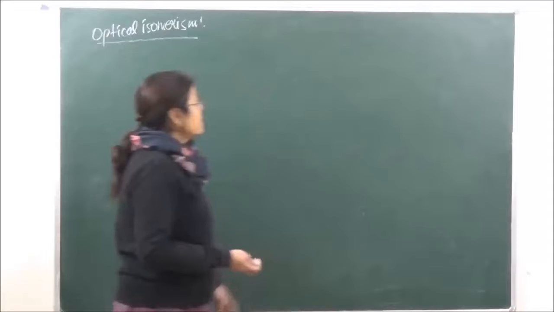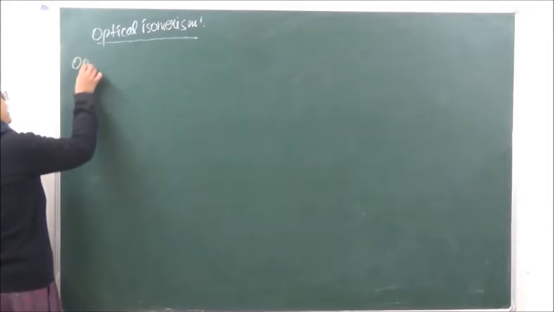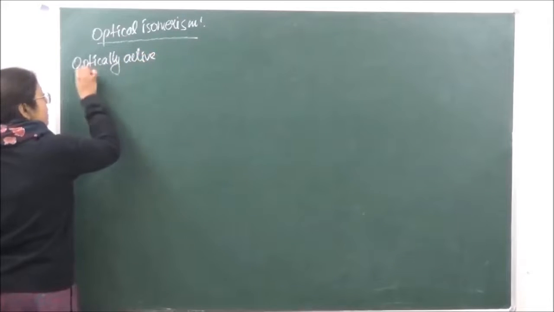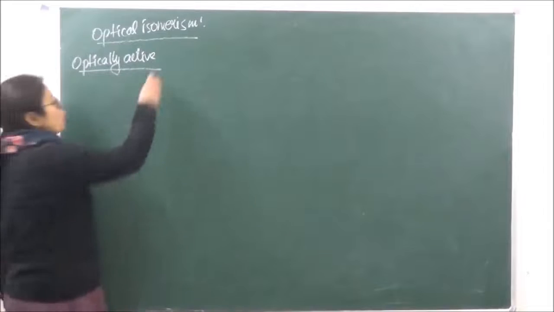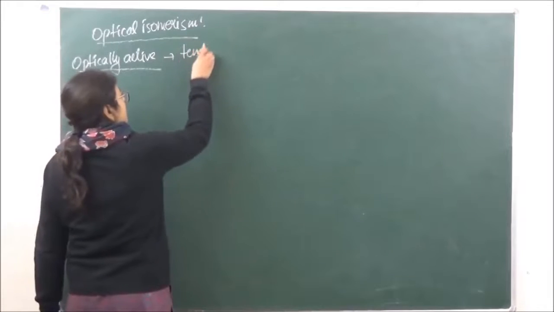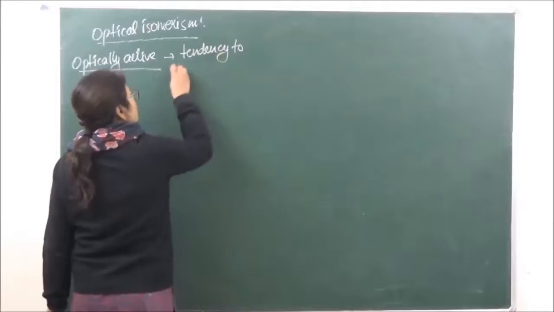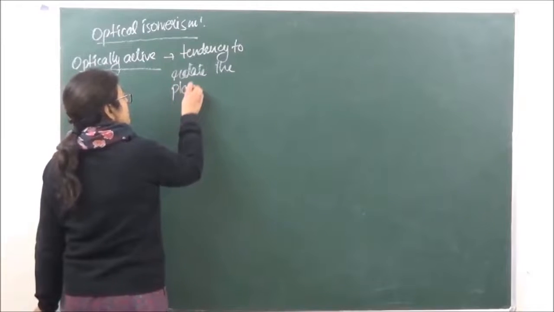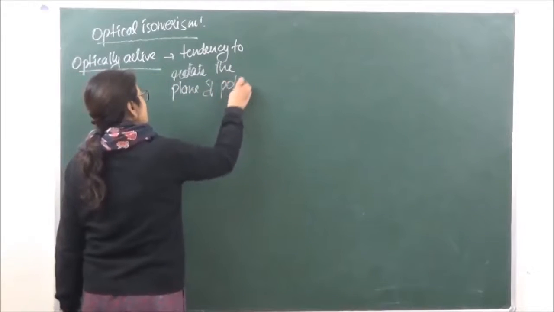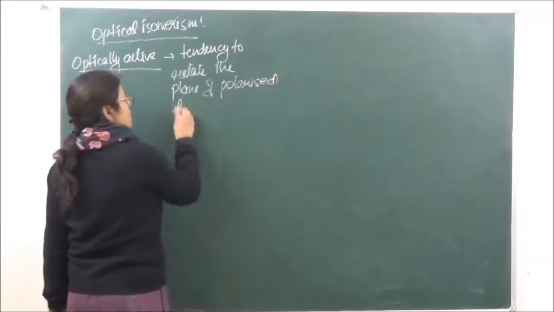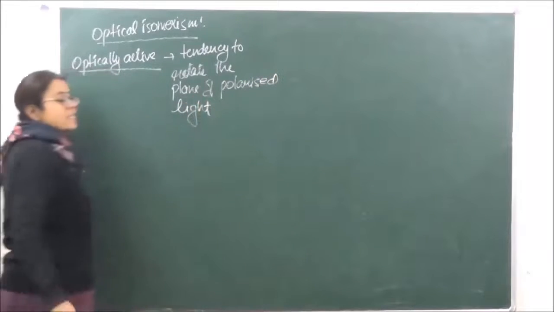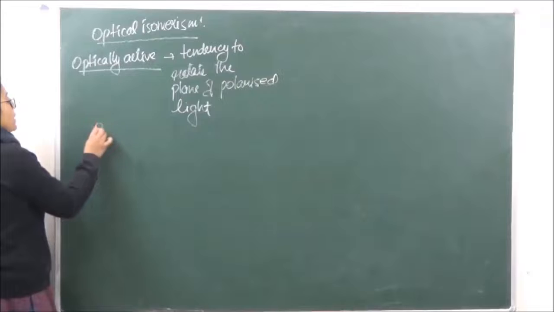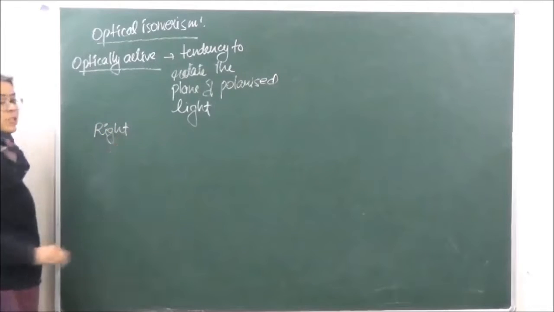So let's first understand what optical activity is. We are saying that optically active coordinate complexes are those which have a tendency to rotate the plane of polarized light, right?